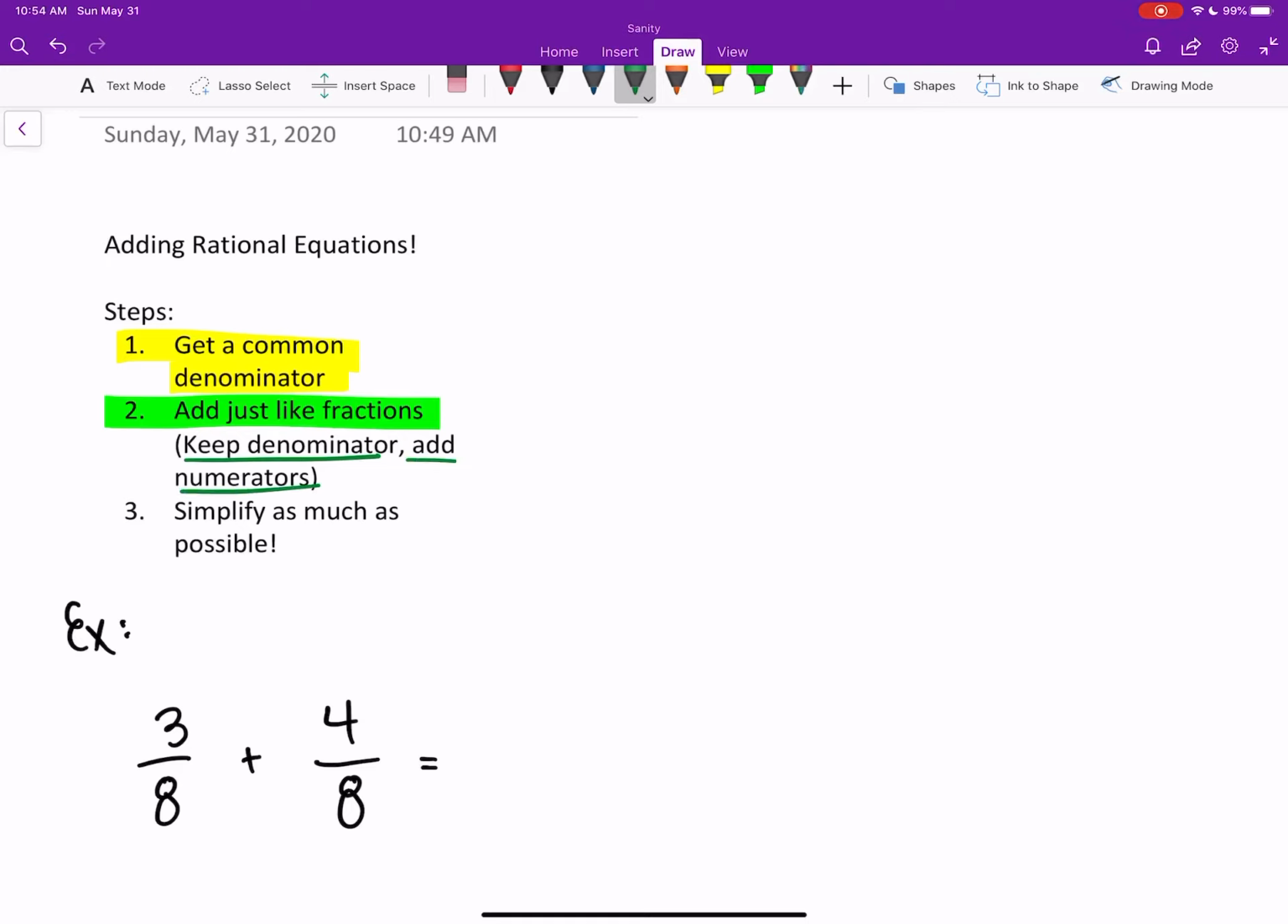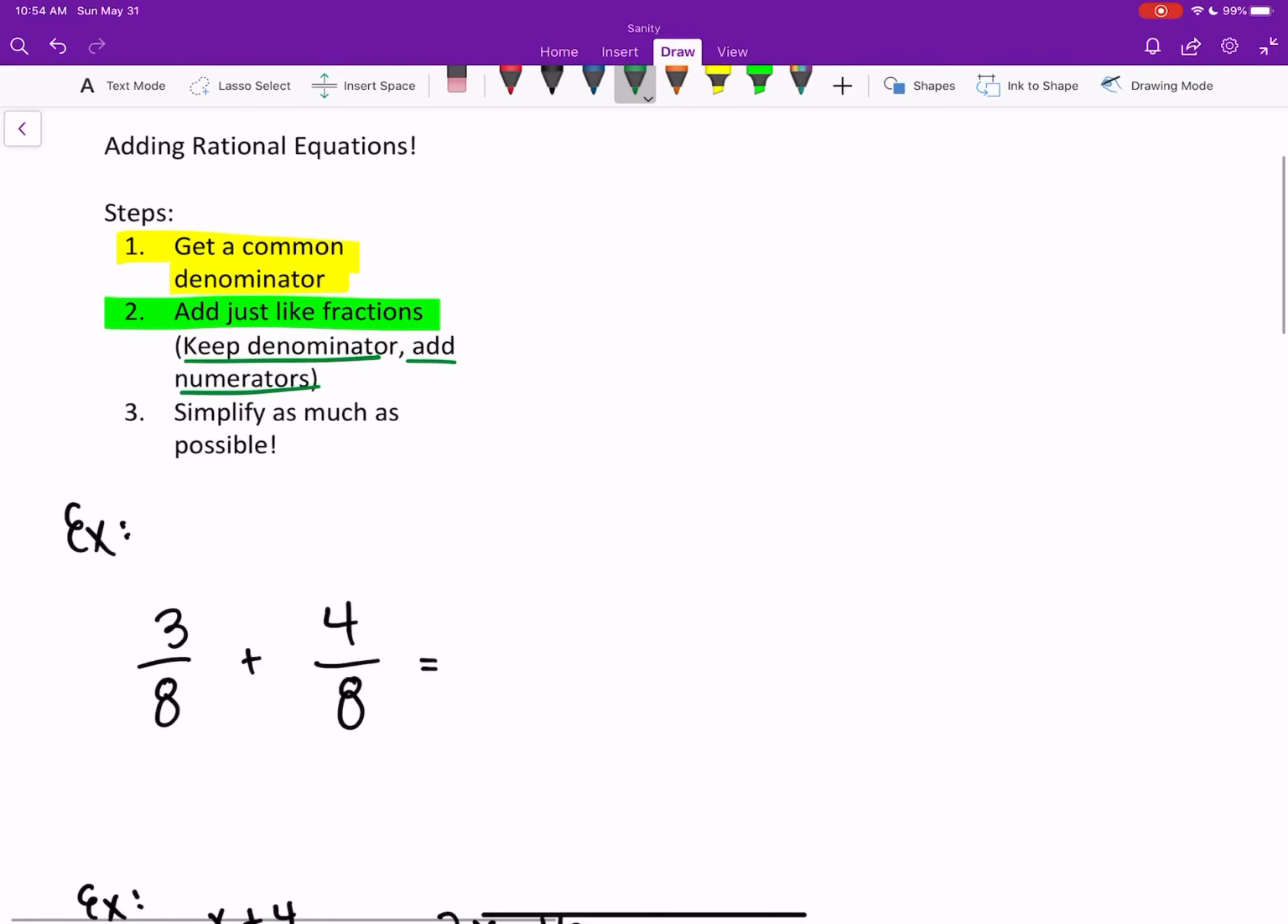And then step 3, of course, as mathematicians, we love to simplify as much as you can, to make it easy on yourself. So I'm just going to show 2 different ways to do these: some basic ones leading in with a rational equation, and then a little bit harder one, leading in with a rational equation. So look at this first example.